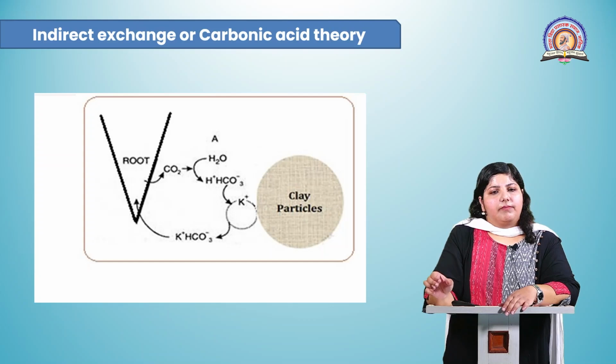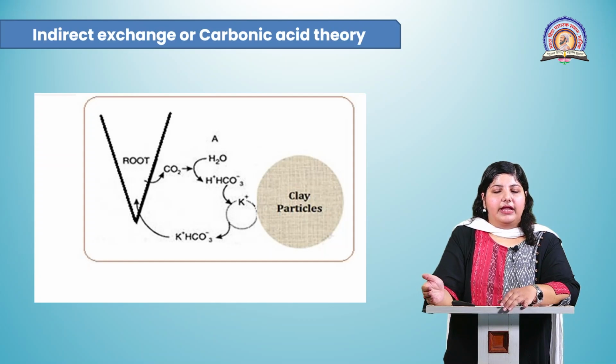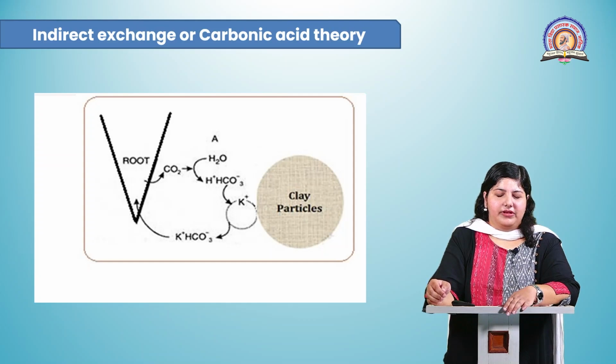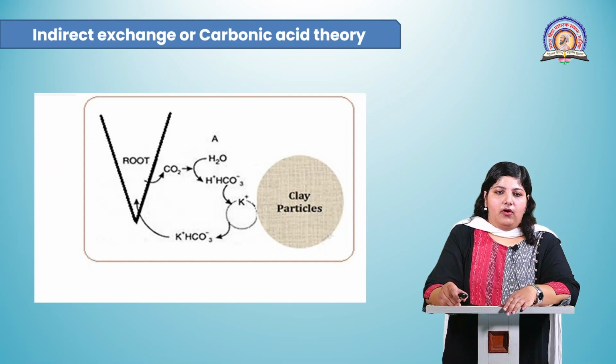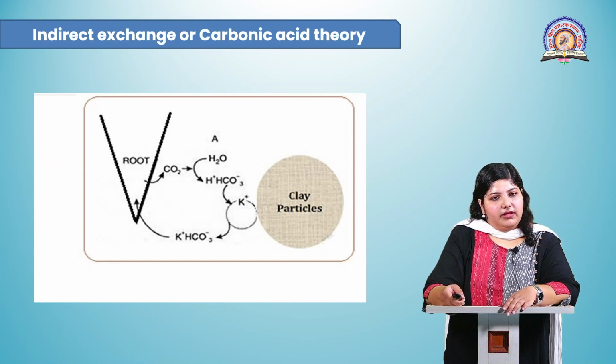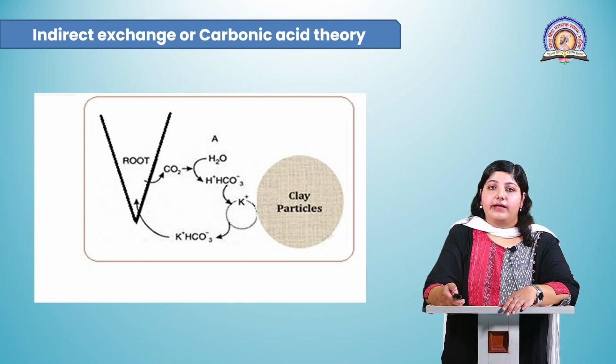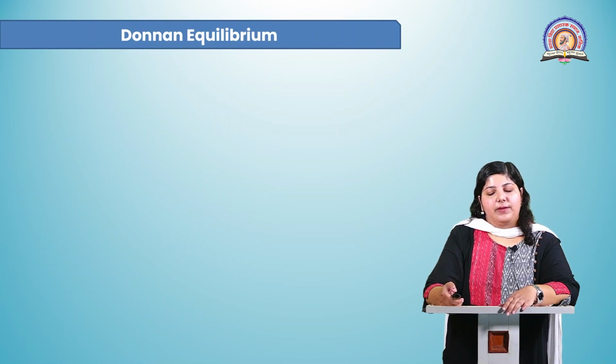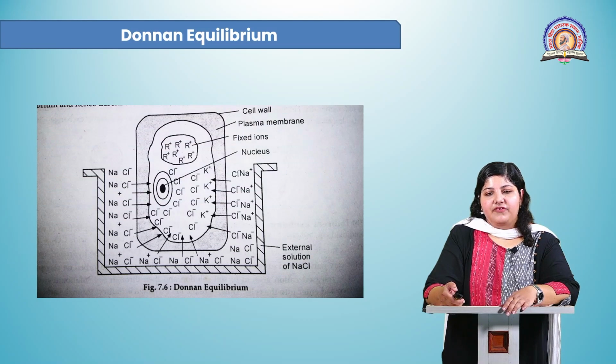That ionic form, that is the protons and bicarbonate, can get exchanged with the potassium ions present in the soil solution, and thus indirectly it can be made available to the roots or to the plants. So this is the indirect exchange or carbonic acid theory. Now the next type of passive absorption is that of Donnan equilibrium. We'll try to understand this with the help of the diagram.